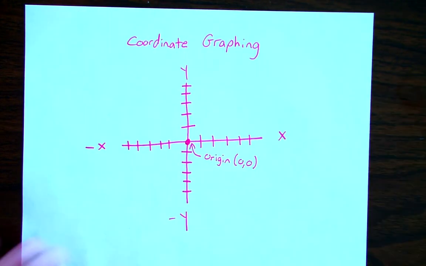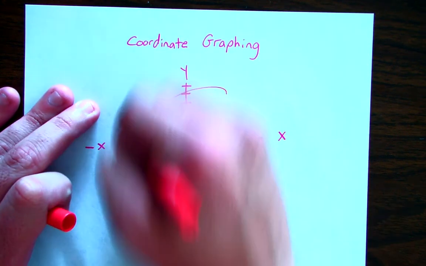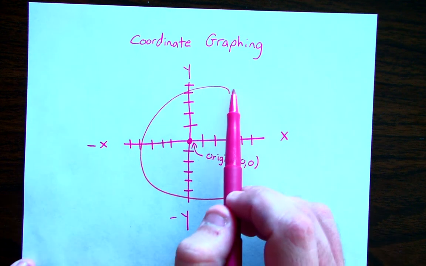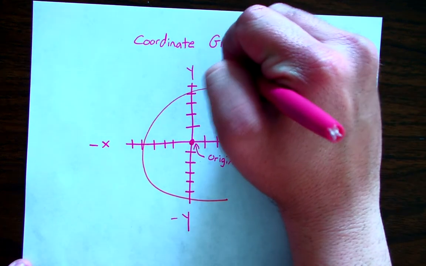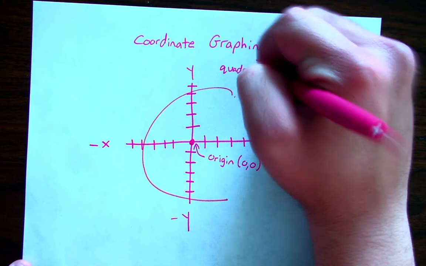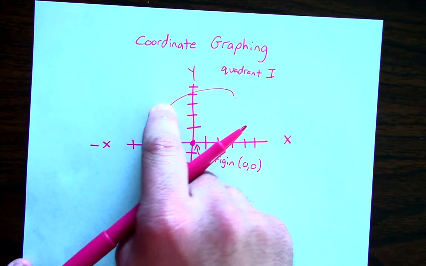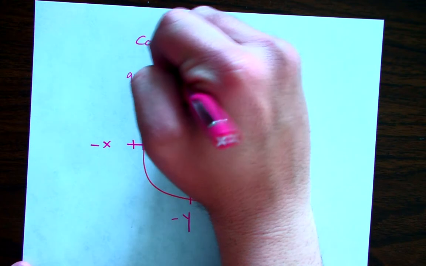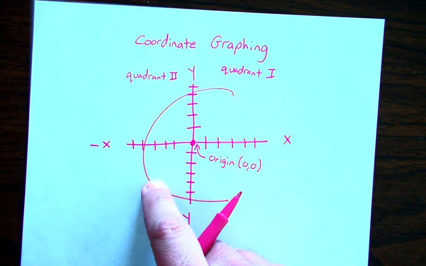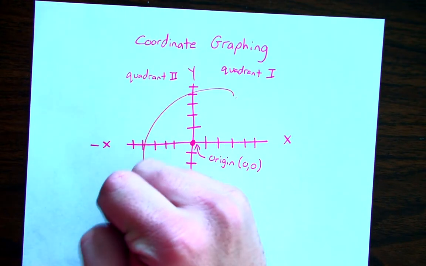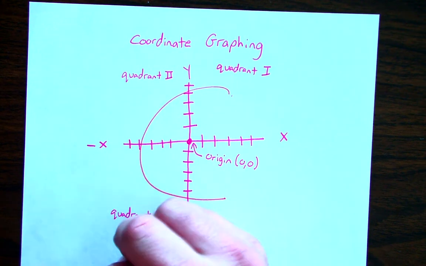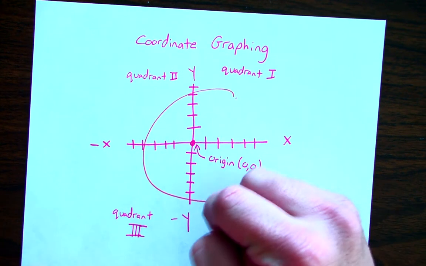Okay. Now going back to Unit 2, the first thing I told y'all when you have a graph is to draw a big letter C. Just like so. Where the C starts is quadrant 1. And then follow the C. So right here would be quadrant 2. Right down here would be quadrant 3. And where it finishes up down here would be quadrant 4.